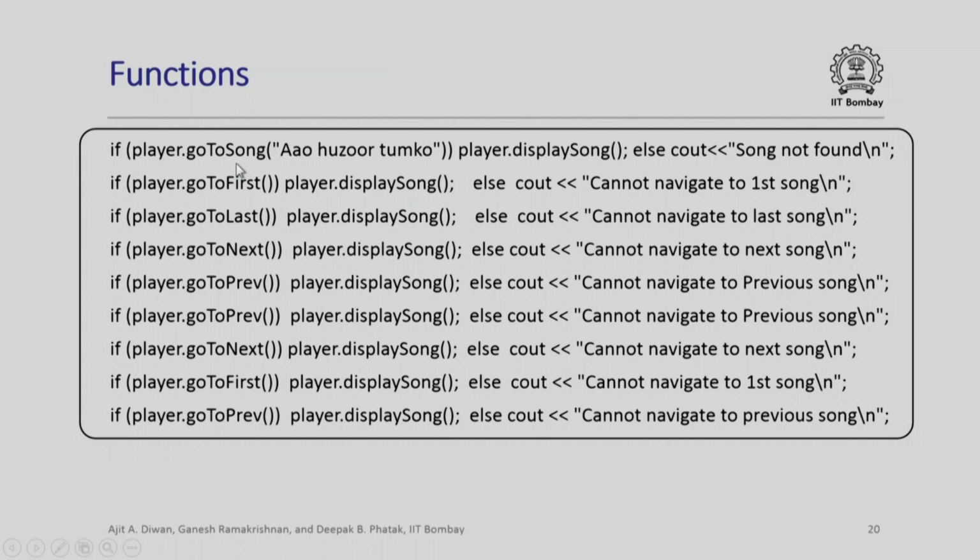Go to song. Now, if we are able to go to that song, the display function will display that. Similarly, go to first, go to last, go to next, go to previous, again go to next, go to first, go to previous. All of these are executed depending upon whether that particular action is possible or not. You will get an appropriate message, either the song will be displayed or an error message will be displayed.